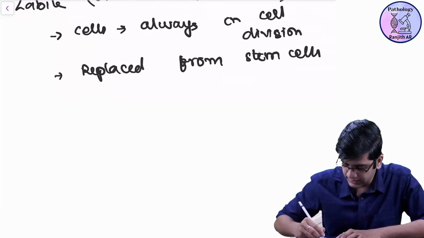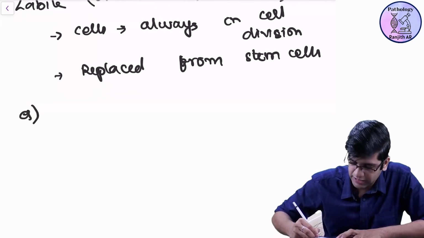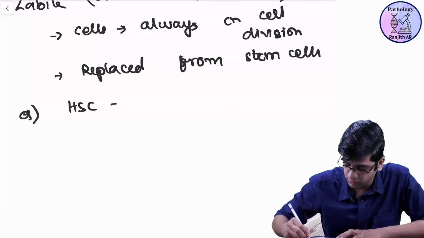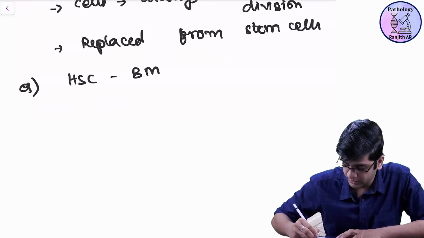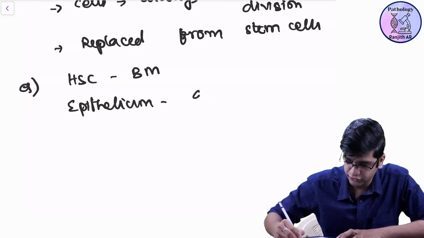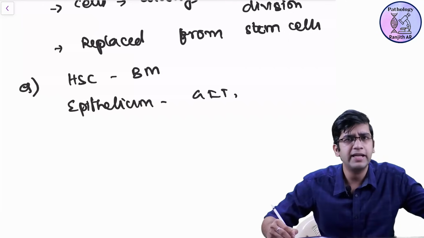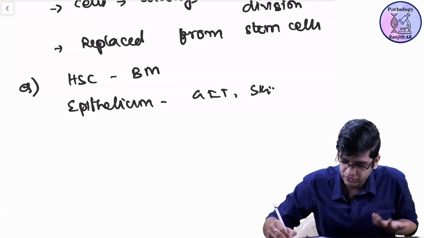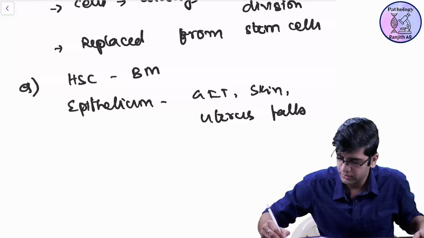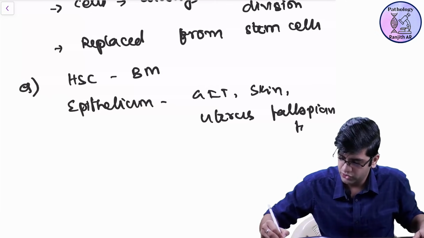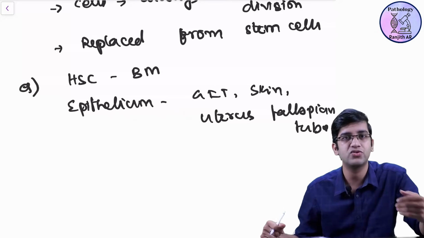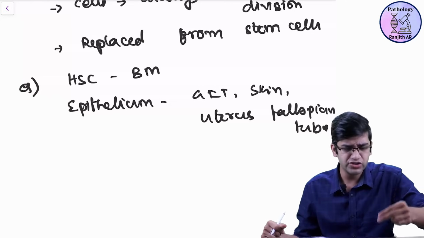What are the examples of continuously dividing cells? The major ones are hematopoietic stem cells in the bone marrow. I'm sure you know that. Epithelium of various tissues, surface epithelium of the GIT, name any organ like skin. Skin will also regenerate, as will the uterus, fallopian tube, and lots more. Lots of them will keep on regenerating. No stimulus is required for that. If it's lost, it'll keep on regenerating.